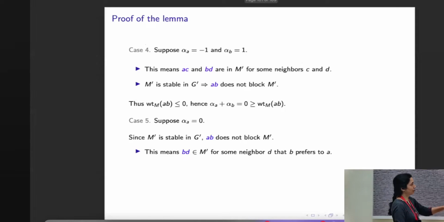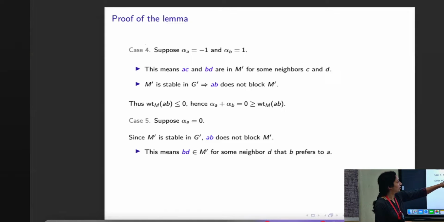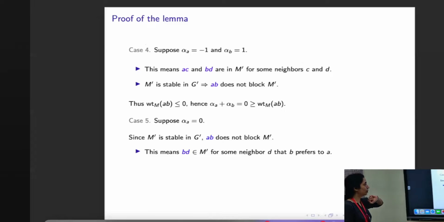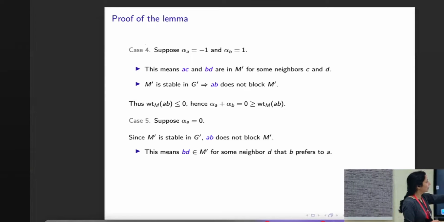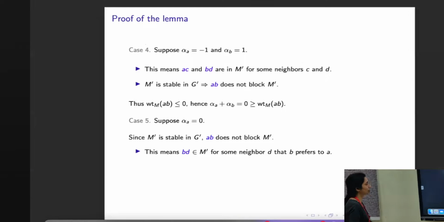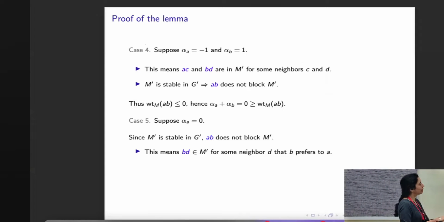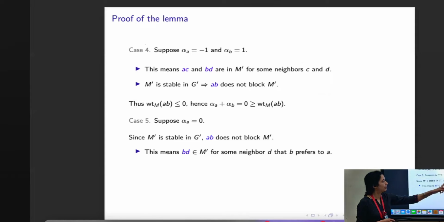So let's just spend a few seconds on this case. Suppose one of the endpoints, let's say alpha A, is 0. Then because M prime is stable in G prime, the blue edge AB does not block M prime, which means A has already proposed along the blue edge AB, and B still did not find this blue edge interesting enough.